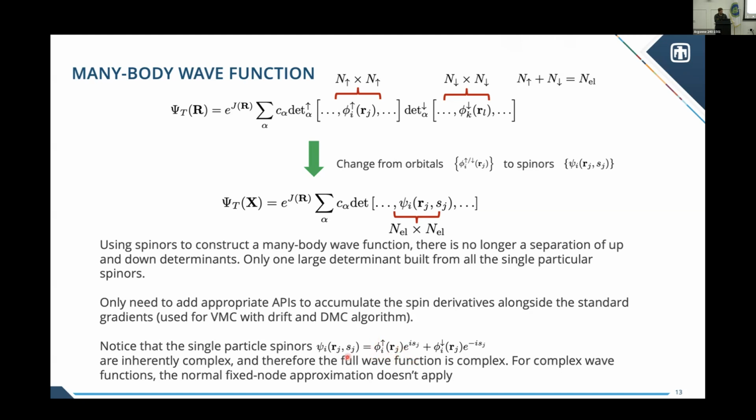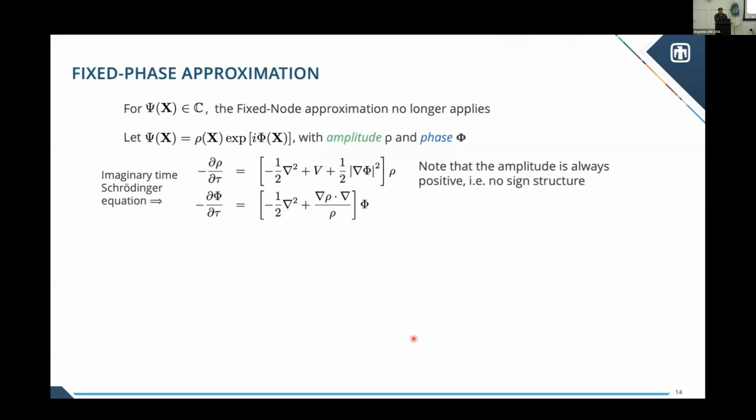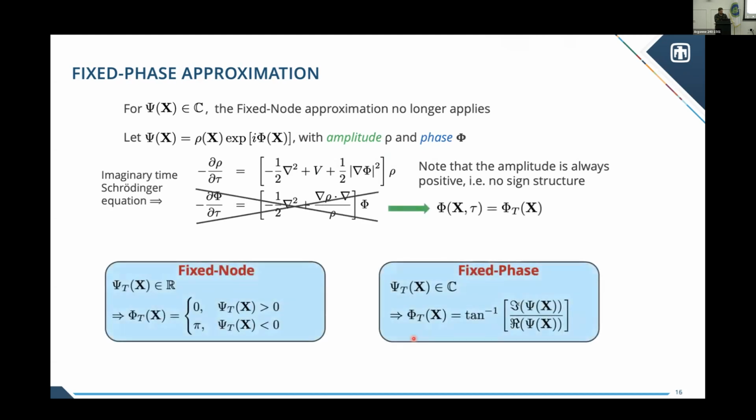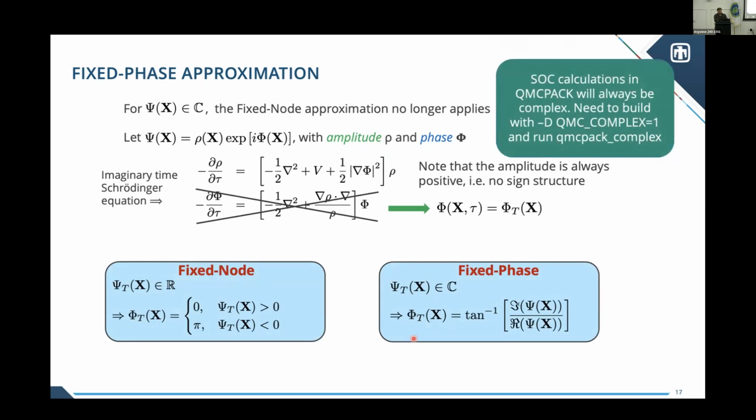It's also important to note that the single particle spinners are inherently complex now. As you can zoom in here, you can see the single particle spinners. We have the up orbital. These could be real or these could be complex, but because we're multiplying by this complex phase factor, the orbital is always complex. And so you can't actually run any of the QMC calculations in the real code. You have to always run in the complex code because it's always using the fixed phase approximation. So if you are interested in doing spin orbit, you need to make sure you build the complex version of QMCPACK and always run with the QMC complex because it won't work otherwise.